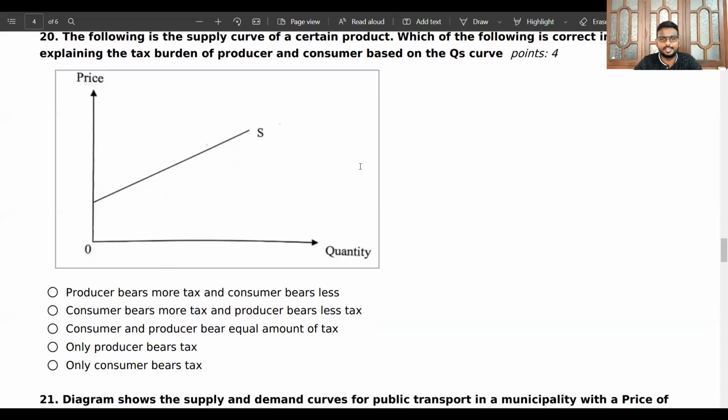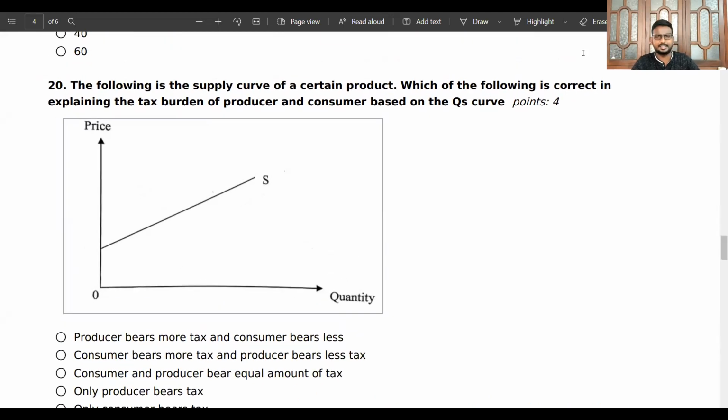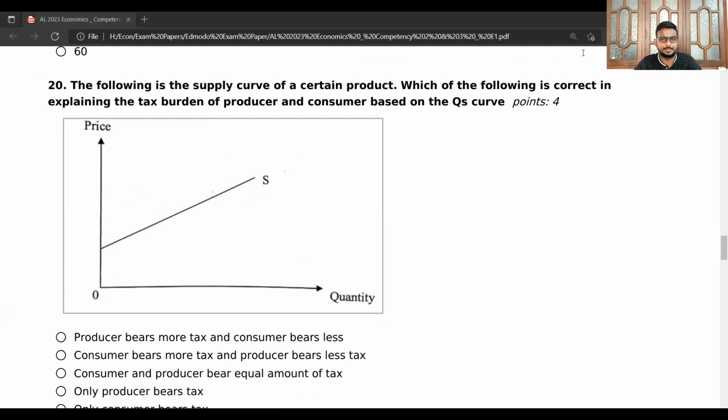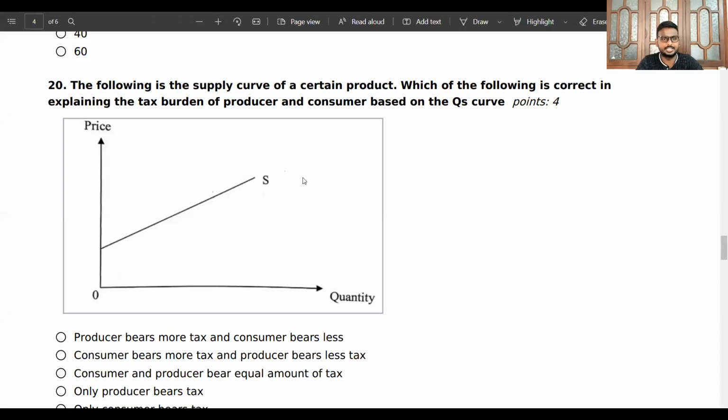And the next question again is related to something we did, I think, in the previous class, related to tax incidence and PES and PED. This one is relatively only based on PES, I think. We'll look into it. But the following is the supply curve of a certain product. Which of the following is correct in explaining the tax burden of producer and consumer based on the QS curve? First of all, you need to remember the tax incidence is decided by two determinants, PED, PES. Here, we only have the supply curve. That means it's about only PES, right?